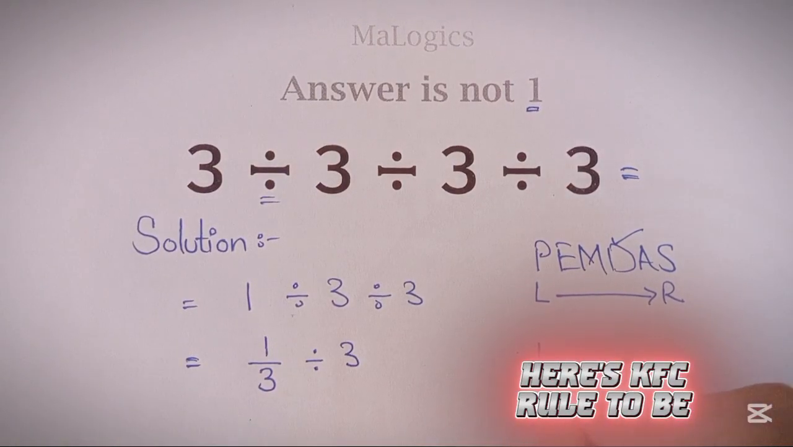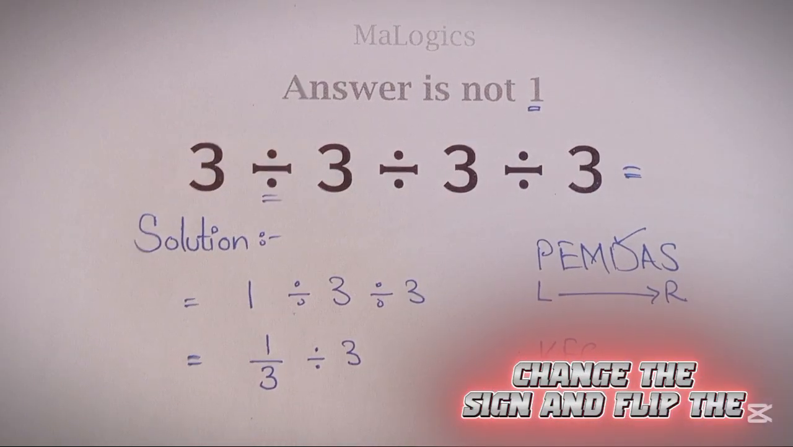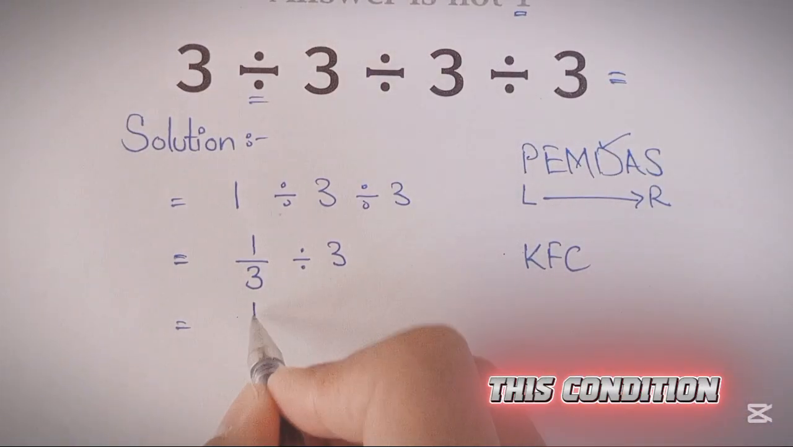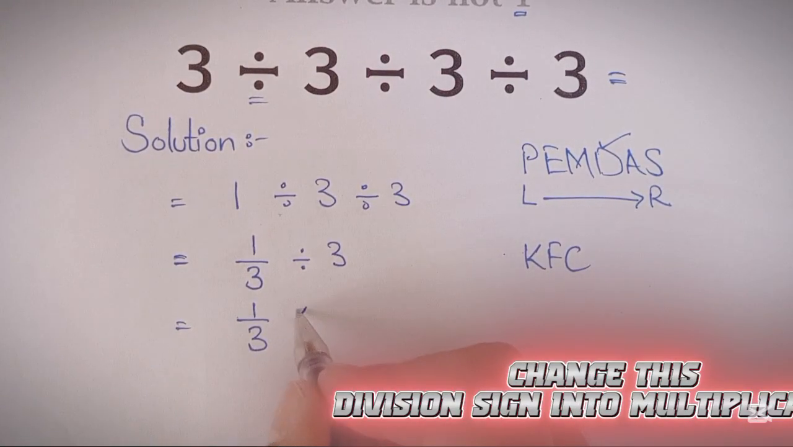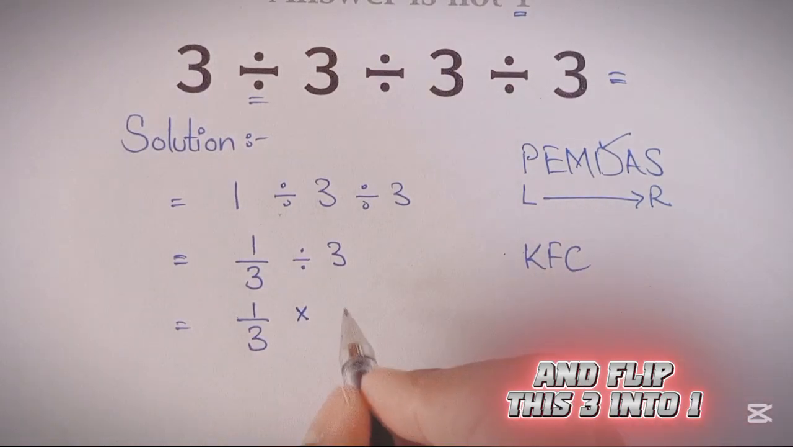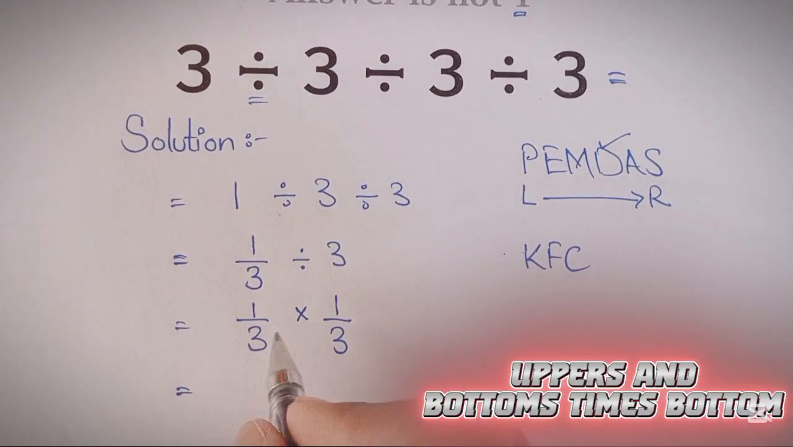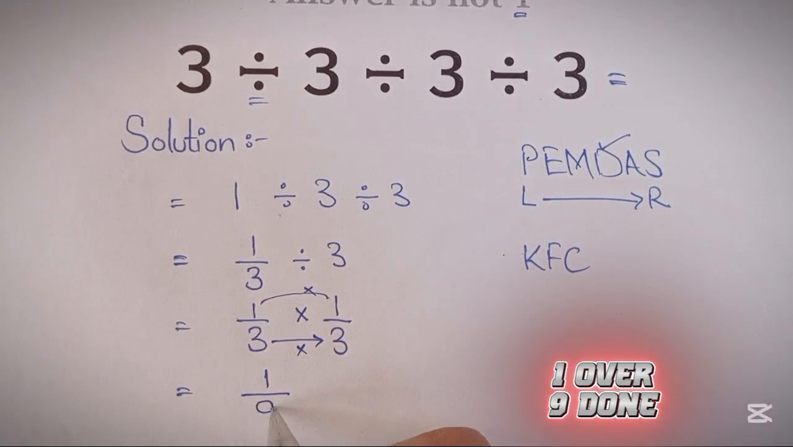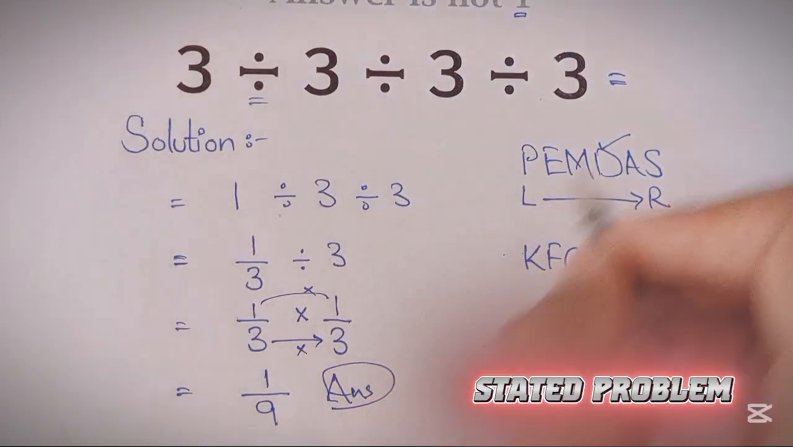Here the KFC rule is to be applied, where keep the first fraction as it is, change the sign and flip the second fraction. Okay, apply the KFC rule in this condition. Keep this 1 over 3 as it is, change this division sign into multiplication, and flip this 3 into 1 over 3. Now uppers multiply with uppers and bottoms times bottoms, which gives us 1 over 9. Done. This is our correct and final answer to the above stated problem.